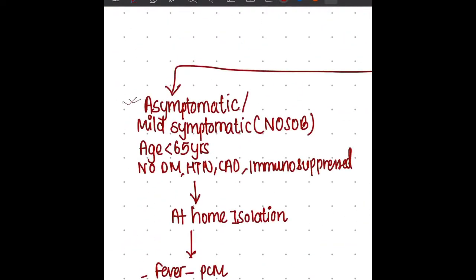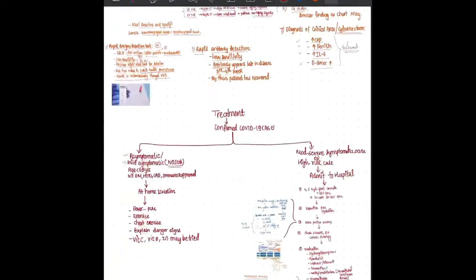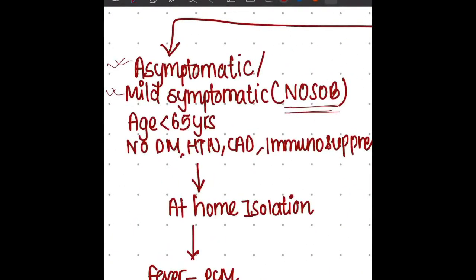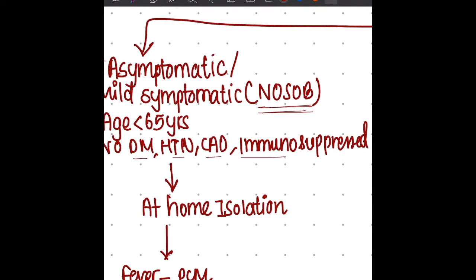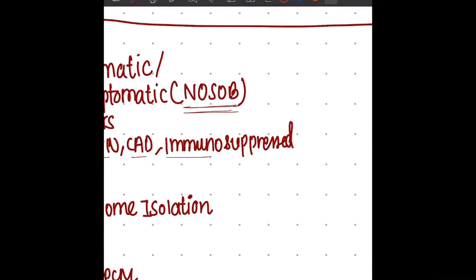So if the patient is asymptomatic or the patient is mild to moderate symptomatic, that is to say the patient has all the symptoms but not shortness of breath. So if the patient has any symptom but does not have shortness of breath, then it is automatically mild to moderate symptomatic. And the patient does not belong to a high risk group. Who are the high risk groups? Any patient more than 65 years of age, right? Any patient who is more than 65 years of age, the patient having diabetes mellitus, hypertension, coronary artery disease or immunosuppression are automatically high risk group, and they are at higher risk of developing severe or critical pneumonia.